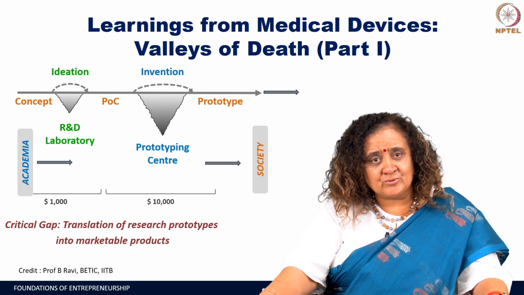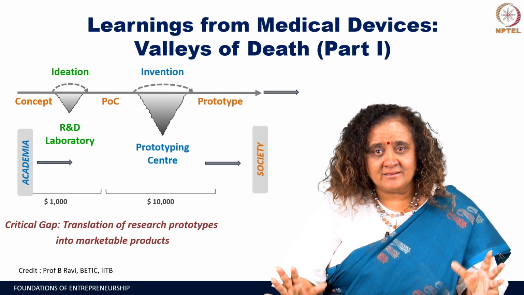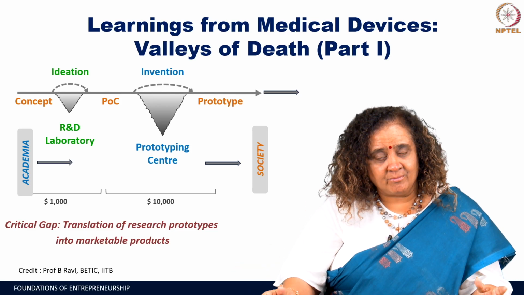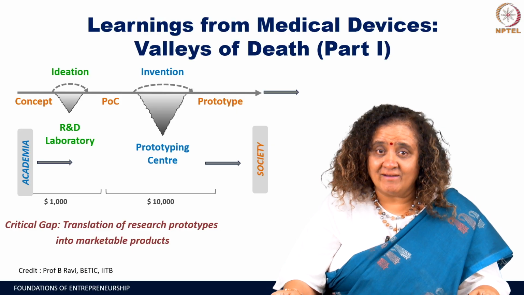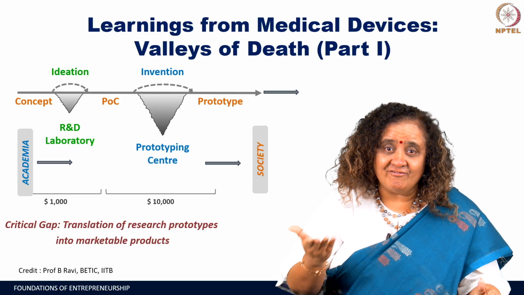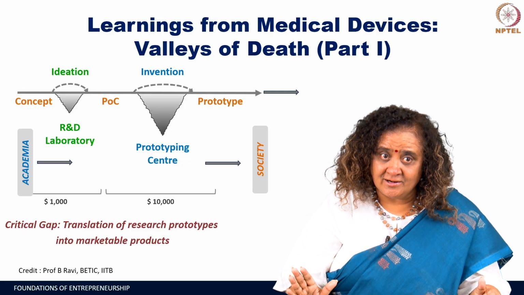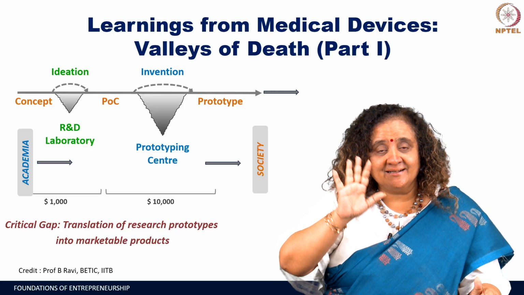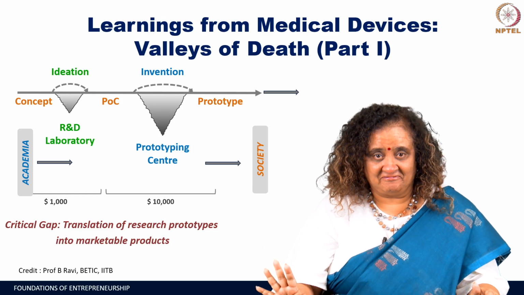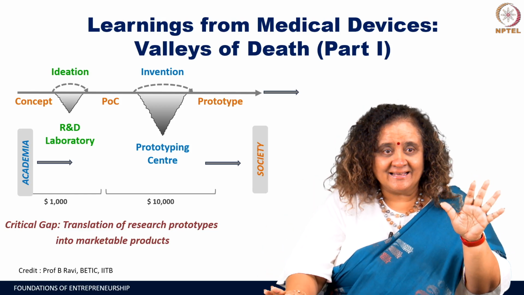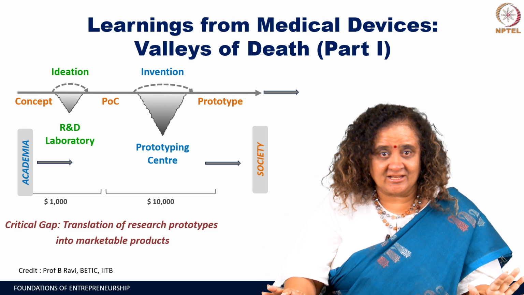I am now going to capsule the learnings, and like I have said before, these are from BETIC. So, they are referred to as valleys of death. As an inventor, as an innovator, you have to pass 4 valleys of death for you to live. So, the first valley of death happens at the ideation stage.